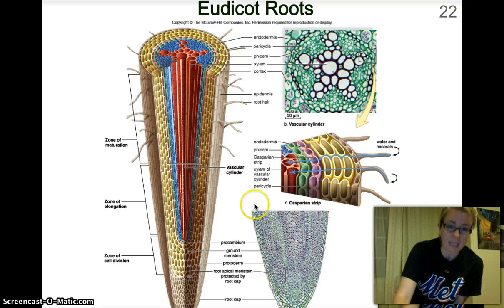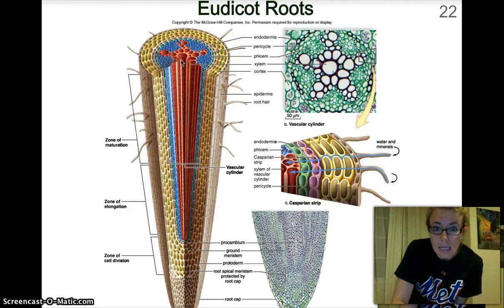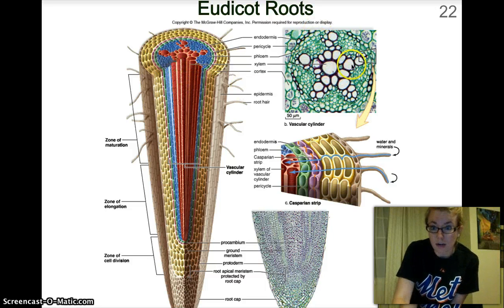Now in dicots, the xylem is in the middle and it is in a star shape. So you can see it right here. It looks like a star. That's the xylem. And then the phloem is all found around it. So this is a dicot root that we've been looking at.